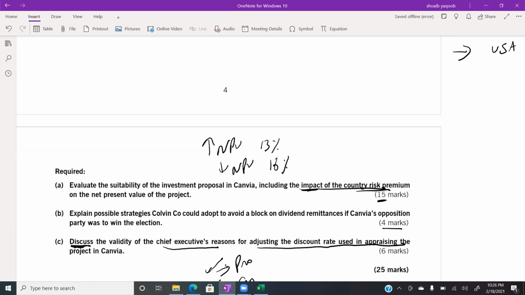I have already told the reason that examiner has asked to calculate the impact of the country risk premium. Without country risk premium, discount rate is 13%. Let's suppose NPV is 1,000 million positive. And if we discount at 16%, NPV is, let's suppose, 600 million. So what is the impact of country risk premium? 400 million.